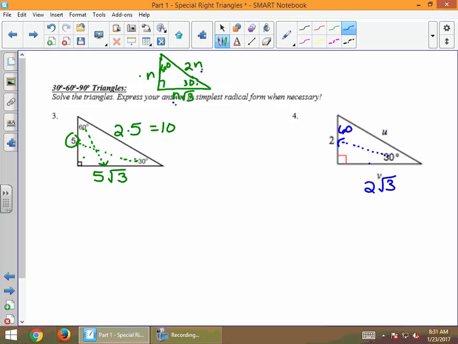To get the hypotenuse, the side across from the 90-degree angle, again, it's just going to be 2 times whatever your short side is. 2 times 2 is 4.